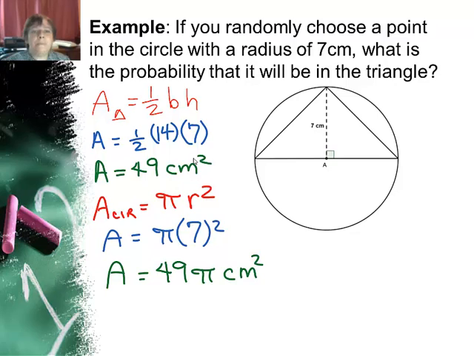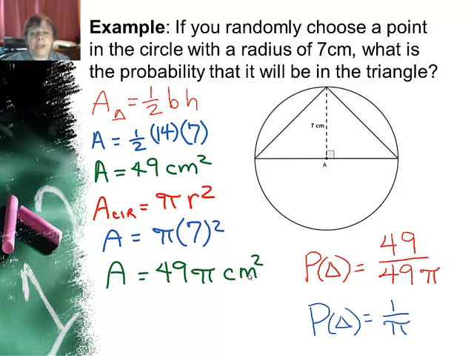To do the probability, I'm going to take this favorable, the 49, and put it over the total area. So it's 49 over 49 pi. You can see that the 49s simplify, and I get 1 over pi. So you could actually leave that as your answer. For probabilities, it's great to leave your answers in fractional form. We also accept decimal form. It should always be a number less than 1. For percentage form, it has to be 100% or smaller.